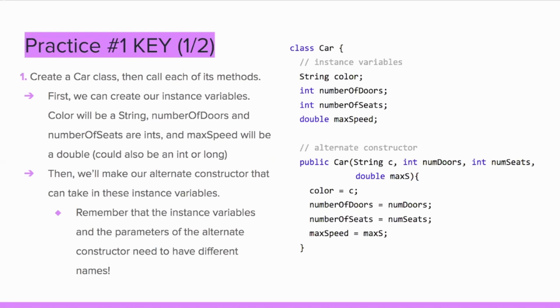We'll create the car class inside our car.java file. We have our instance variables, color, number of doors, number of seats, and max speed. Max speed can also be an integer or a long. Then we can create our alternate constructor that takes in 4 parameters, string c, int num doors, int num seats, and double max s. We assign each of these values to the instance variables. Remember that the instance variables and the parameters of the alternate constructor need to have different names.